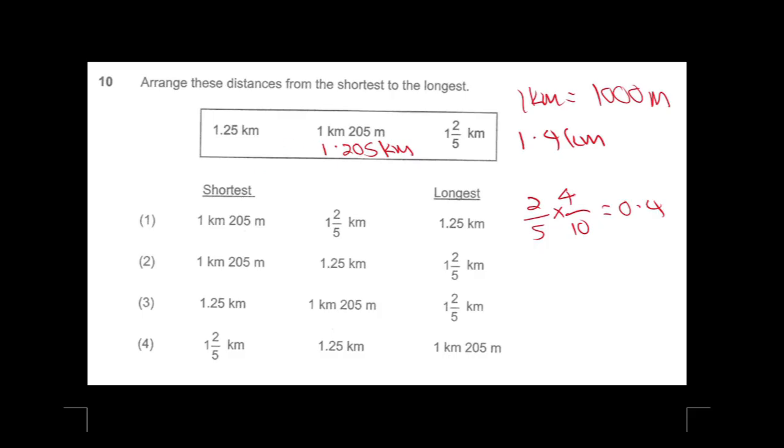So this is 1.25, this is 1.205, so this must be the smallest. If this is the smallest, these two answers are out and you are left with these two. This is 1.25, this is 1.4, so 1.4 is longer. So which means that the answer is number 2.